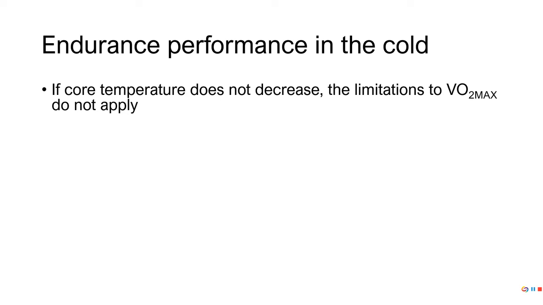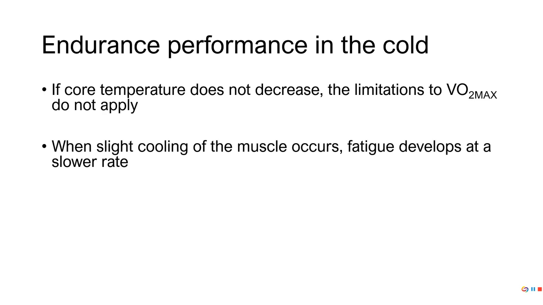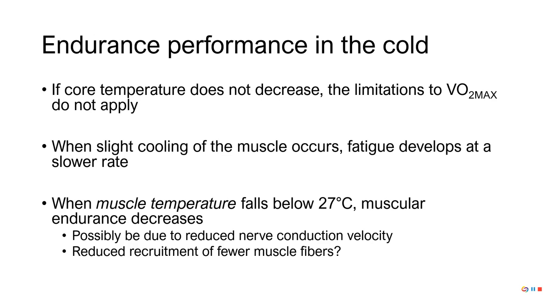And so it can be difficult to create a good study that'll let you know what's going on. Now, when your muscle starts to cool, fatigue actually occurs at a slower rate. But if your muscle temperature, remember this is muscle temperature, not core temperature, falls below 27 degrees Celsius, then you have some issues with muscular endurance decreasing, okay? And so this could be, like it says here, your nerve conduction velocity is reduced. Heat speeds up chemical reactions, cold slows it down. We might, as a result, recruit fewer muscle fibers. And so we're not able to do as much.